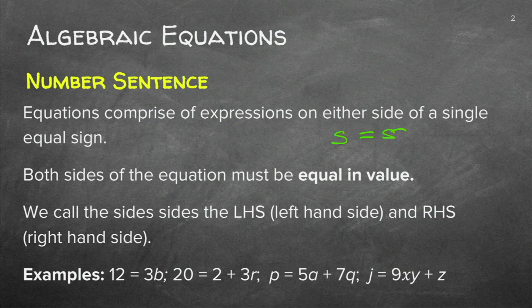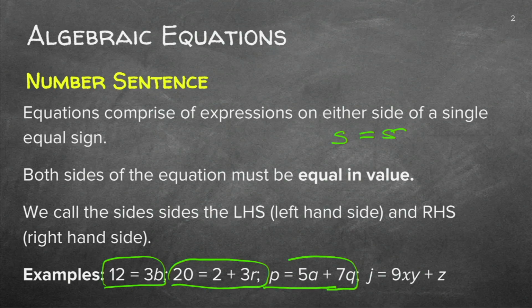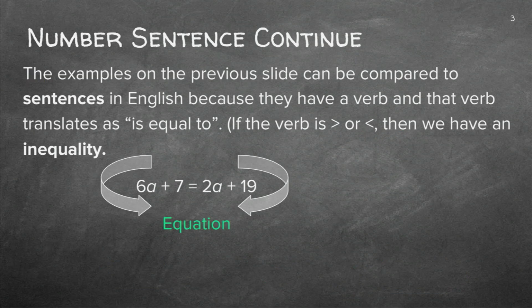So examples: 12 equals 3b, 20 equals 2 plus 3r, p equals 5a plus 7q, and j equals 9xy plus z. Those are examples of equations.